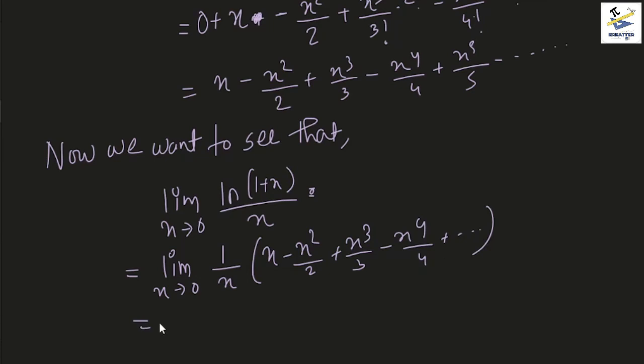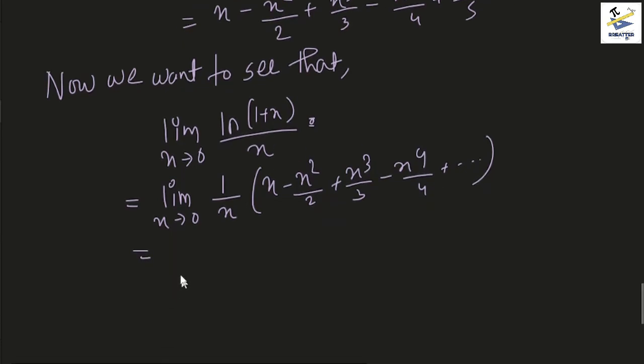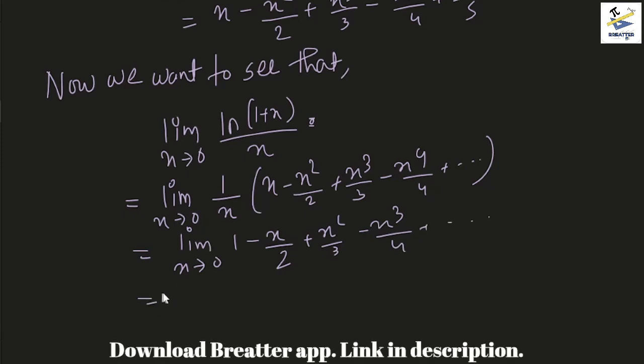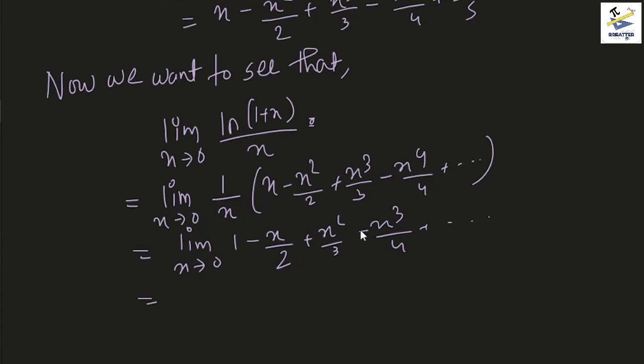Now since we know that x tends to 0 means x is not equal to 0, we can divide by x and we can find that the answer is 1 minus x by 2 plus x square by 3 minus x cube by 4 and so on, right? Now as I know that we can always put the value of the limit whenever the function is defined, here we just have a bunch of plus and minuses, obviously infinitely many of them, but we can write this as 1 minus limit x tends to 0 of (x by 2 minus x square by 3 and so on).